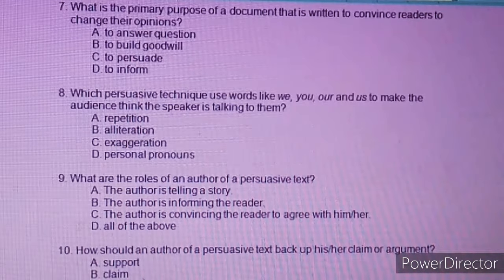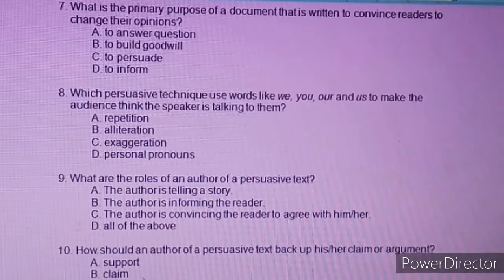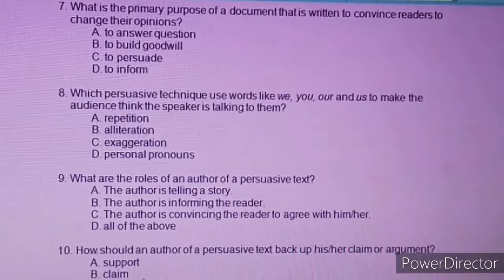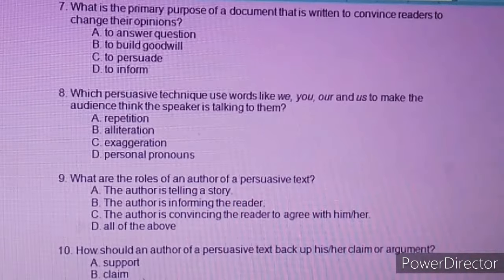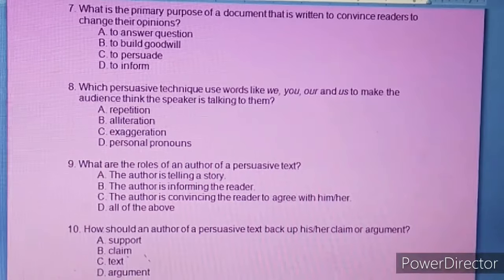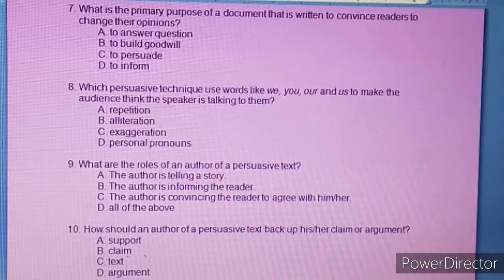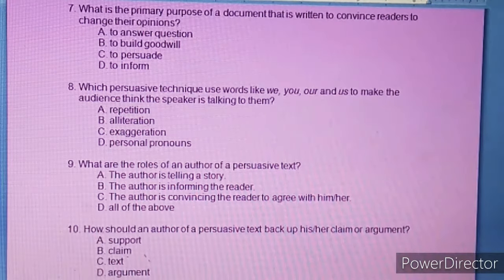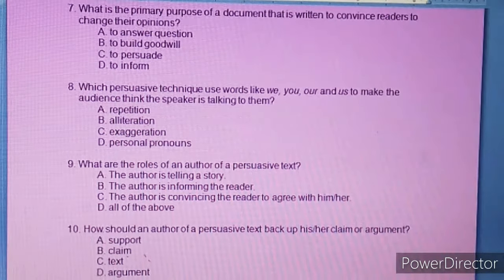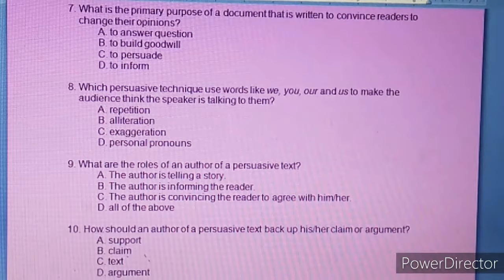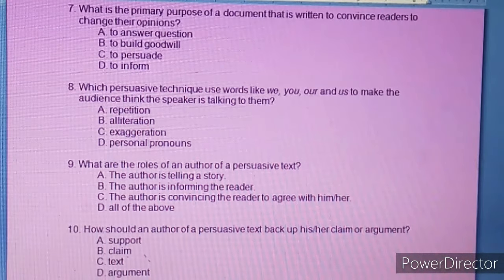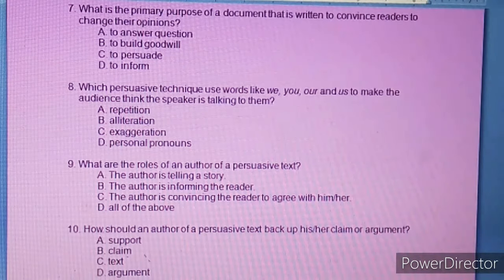How should an author of a persuasive text back up his or her claim or argument? Letter A. Support. B. Claim. C. Text. Or D. Argument. The correct answer for number 10 is letter A. Support.